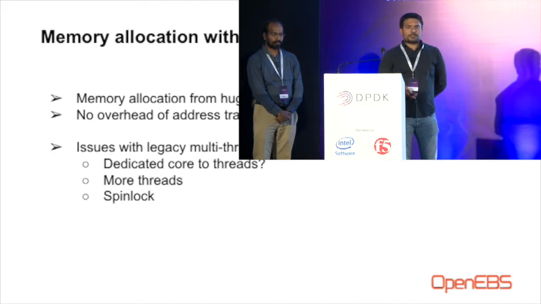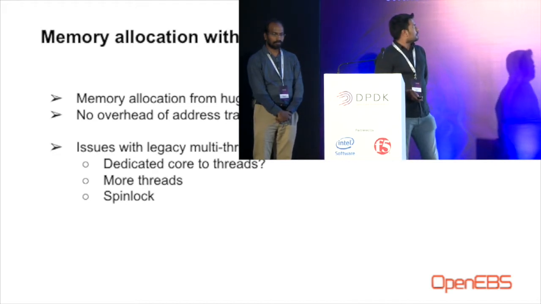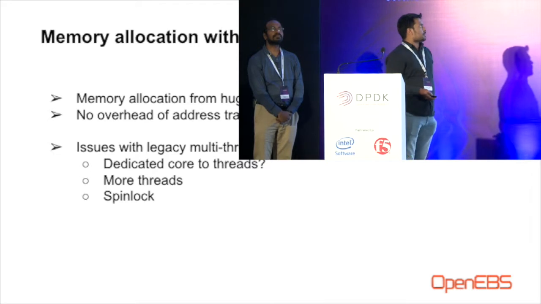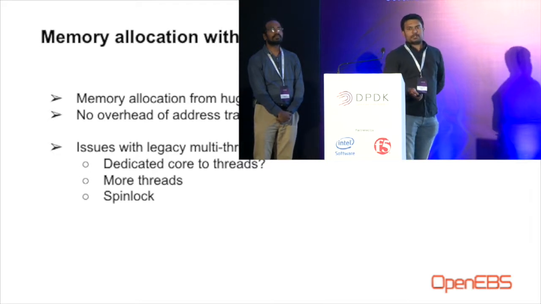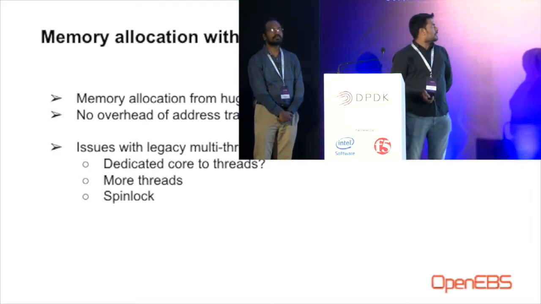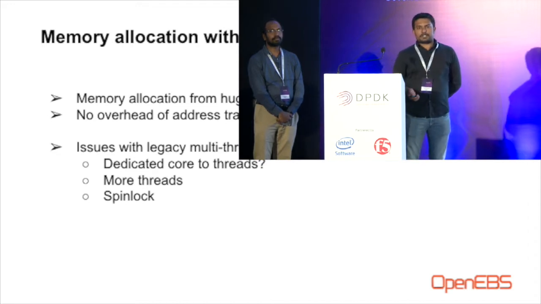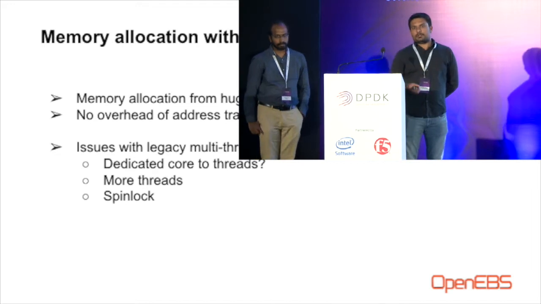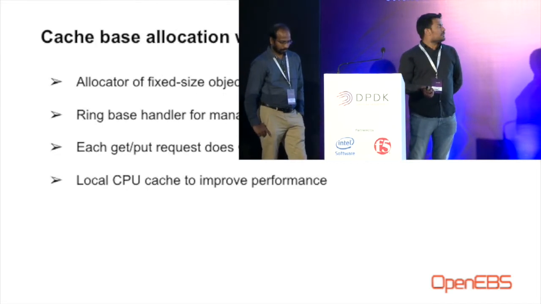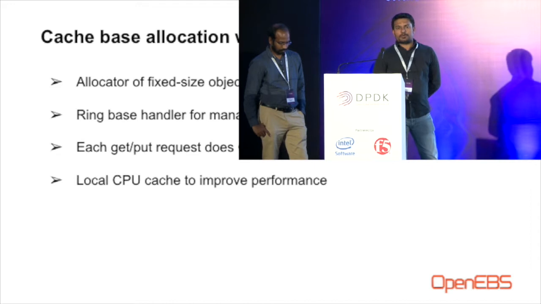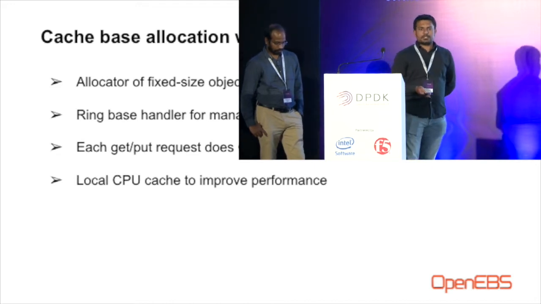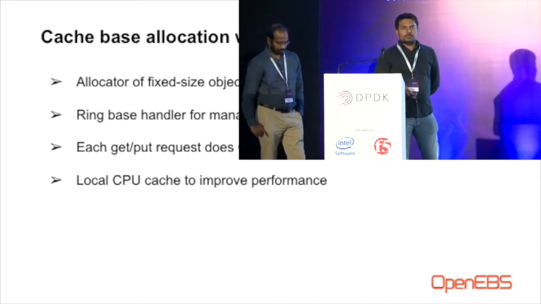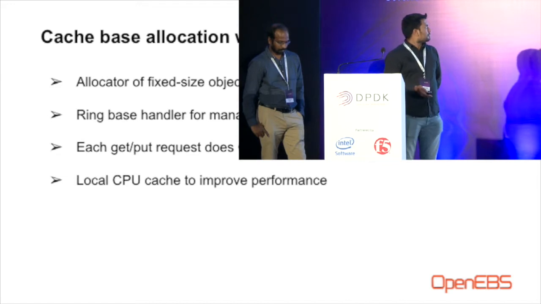To resolve this, we moved to mempool, which is cache-based allocation with the mempool library. We created one memory zone with fixed-size objects, and with this mempool library we allocate or free the fixed-size objects using rte_mempool_get and rte_mempool_put operations, which internally use cache operations to manage the mempool.